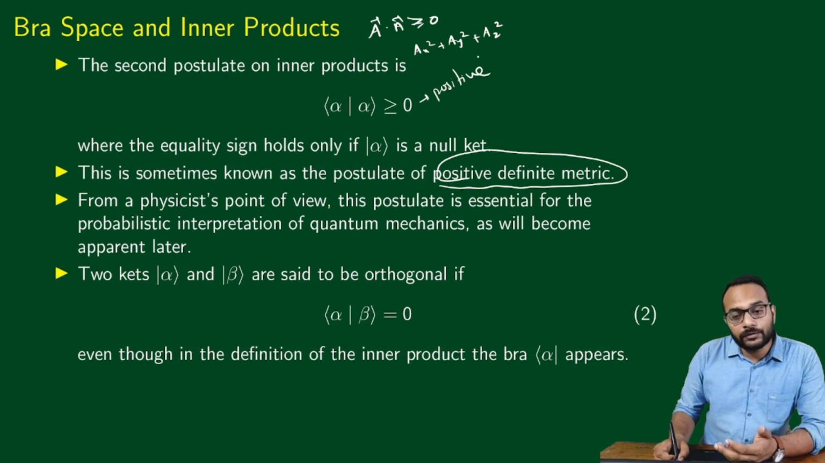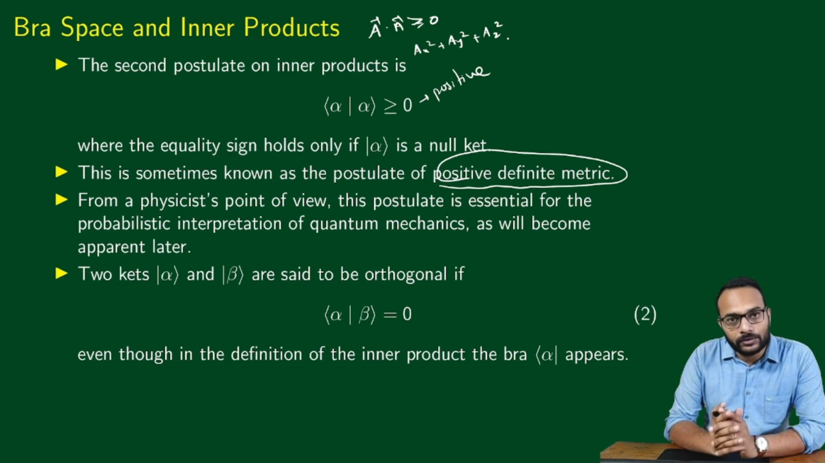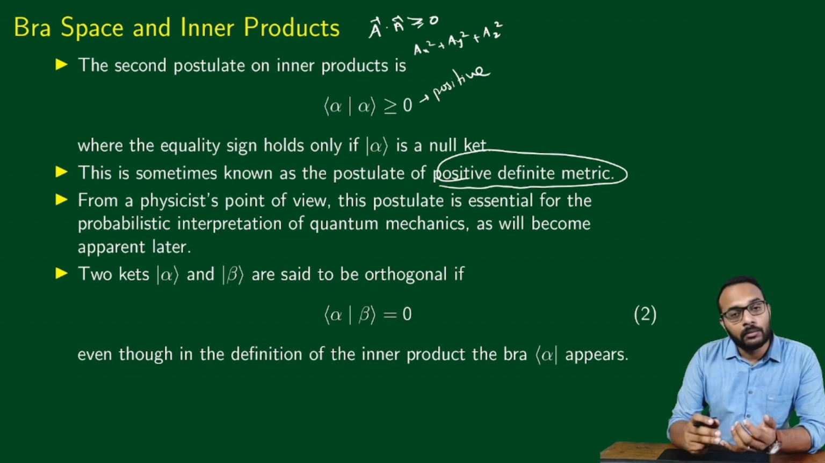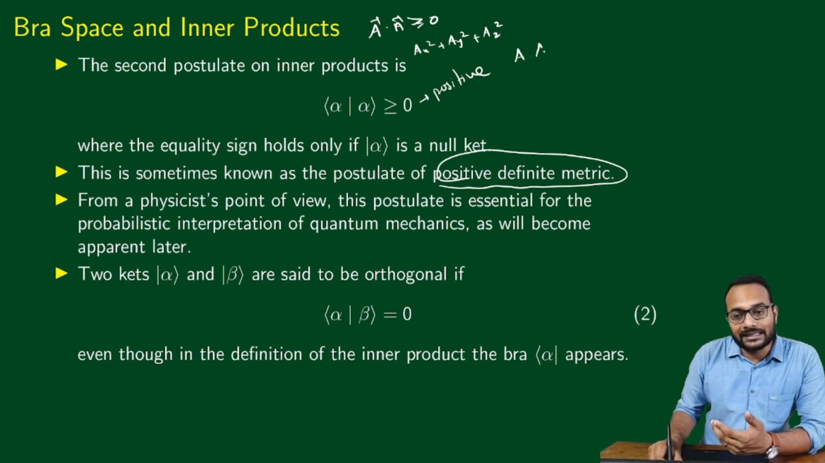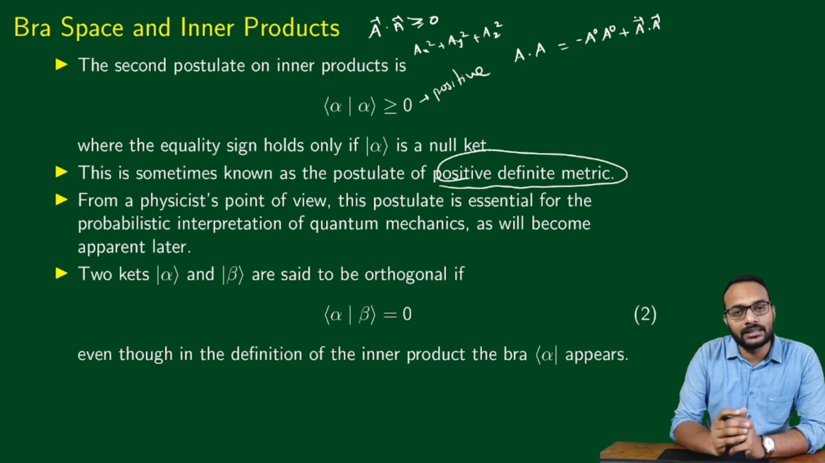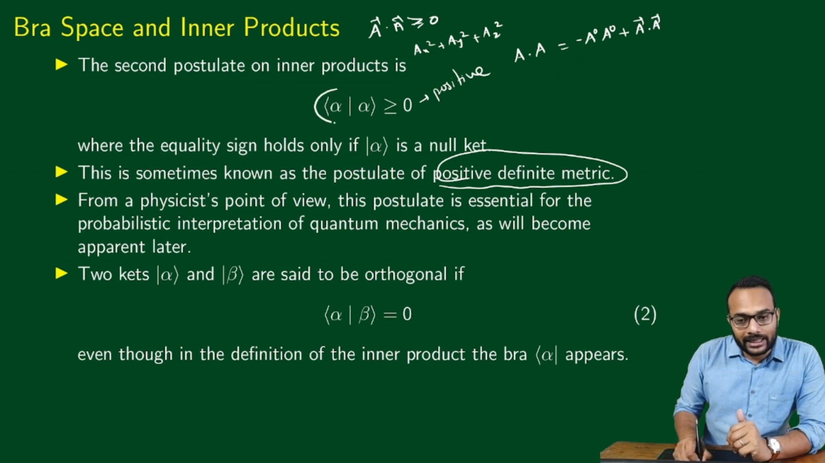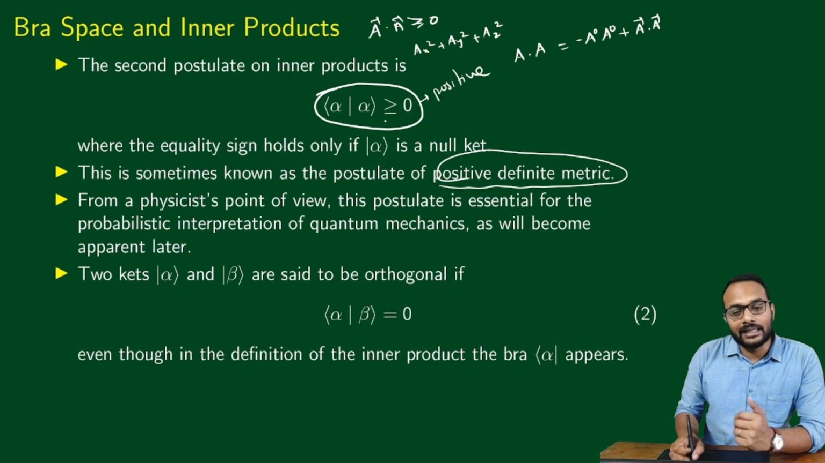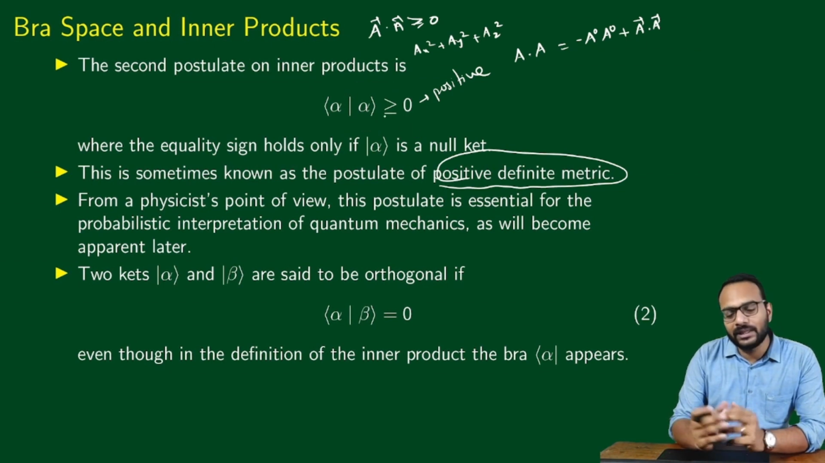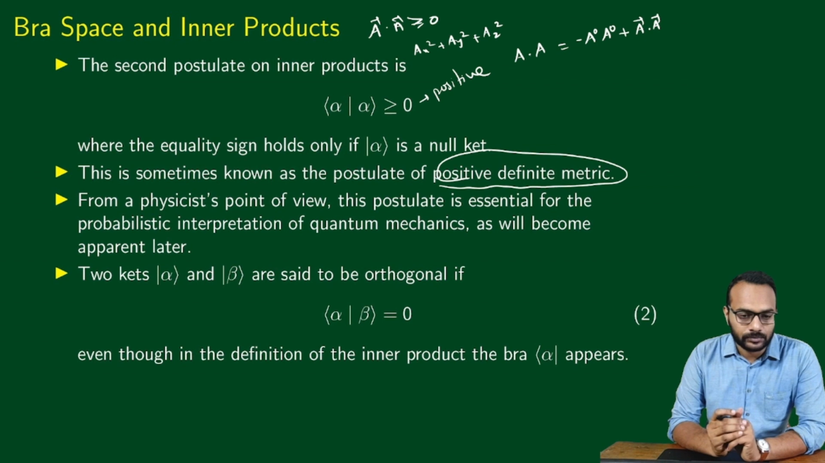Now we are also familiar with a metric that is not positive definite. For example, we have studied the Minkowski metric. In that case, the inner product of a vector with itself could be positive, negative, or 0. So in this case, the Minkowski metric is not positive definite, but in quantum mechanics, we postulate that it is actually positive definite. So we are talking about a positive definite metric.